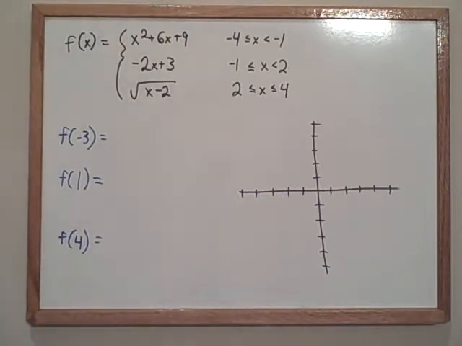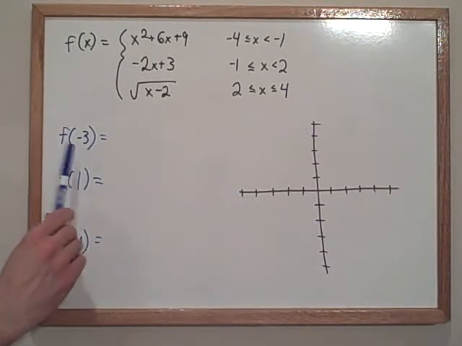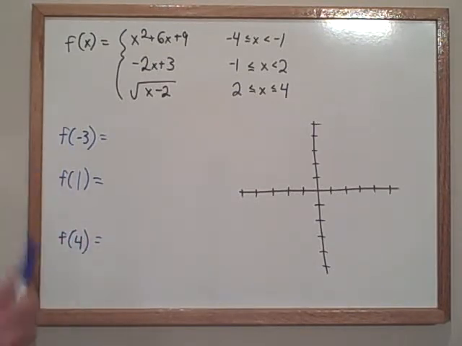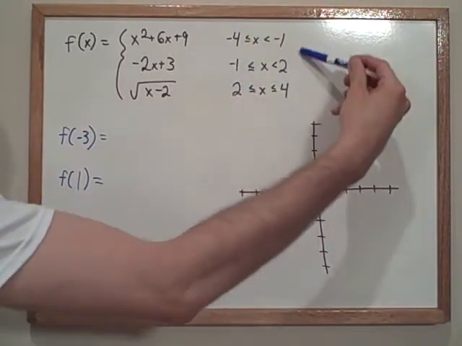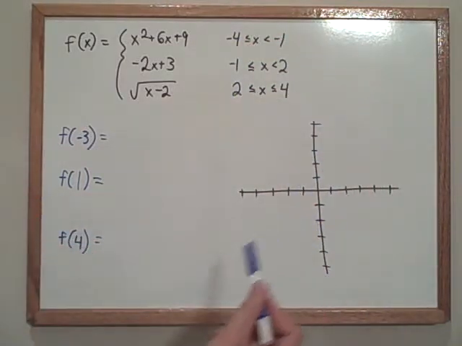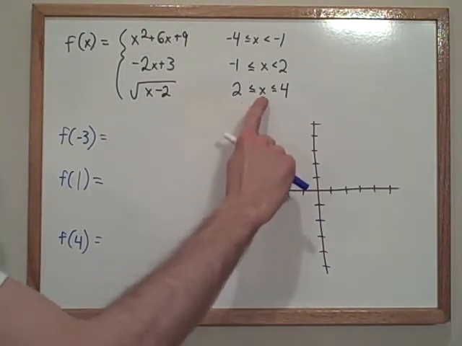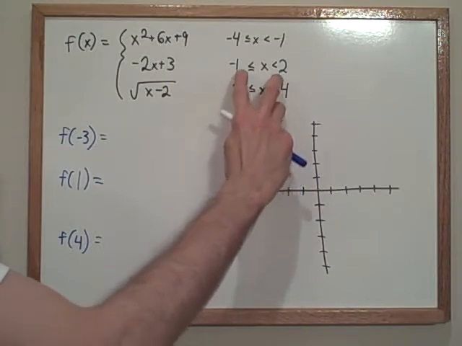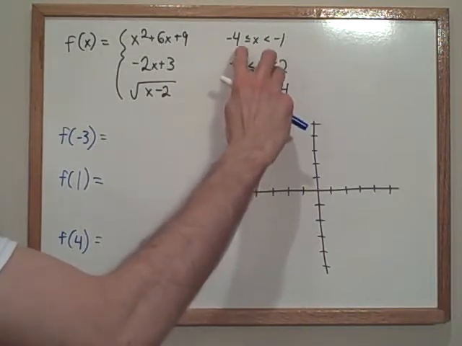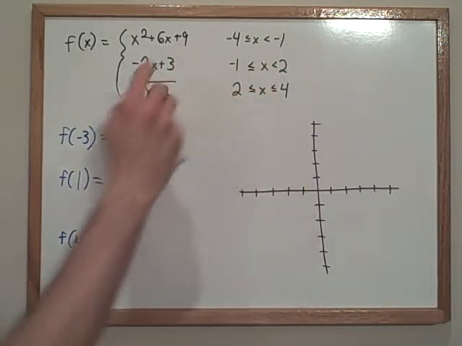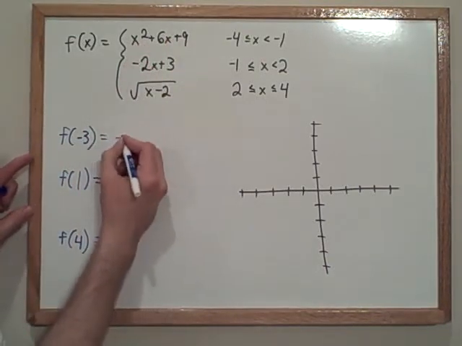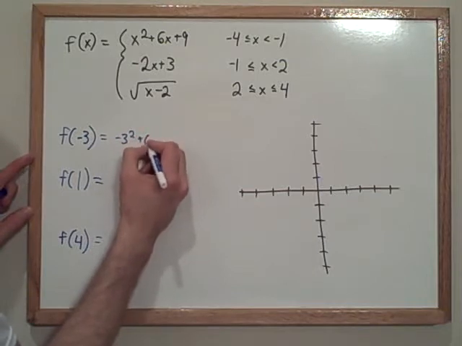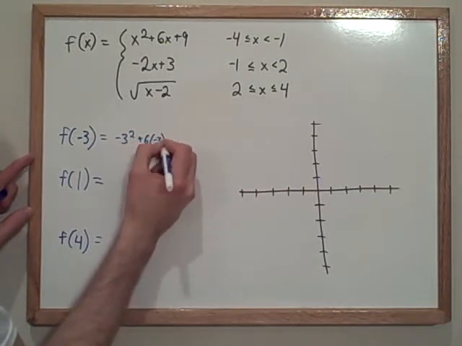Okay, so we're going to evaluate these things. We want to find f of negative 3. When we're finding f of negative 3, we have to find the piece of the graph that contains negative 3. Just for the sake of going through it, let's start at the bottom. Negative 3 is not between those. Negative 3 is not between those, but it is between those. So we're going to use this piece, which corresponds to that. We are going to plug a negative 3 right there. Negative 3 squared plus 6 times negative 3 plus 9.